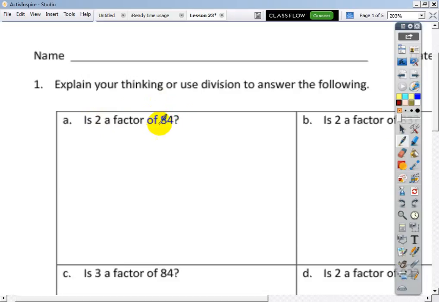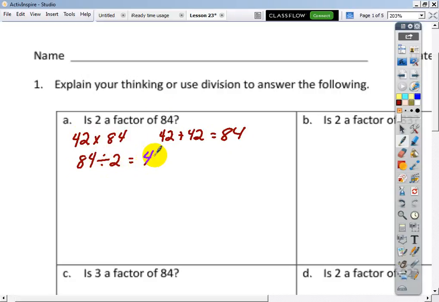If we cut 84 in half, we know it's going to be 42, plus another 42 is going to be equal to 84. So we can always cut these numbers in half. So 42 plus 42 equals 84. That means 42 times 2 equals 84. This also means that 84 divided by 2 equals 42. So if we want to explain using division, we can actually show the division.